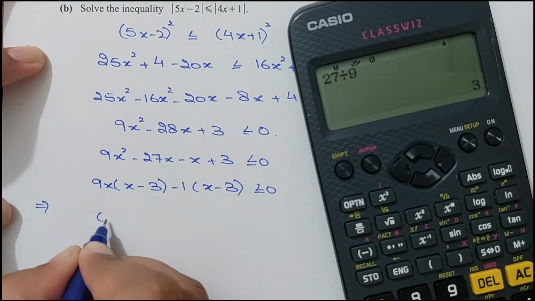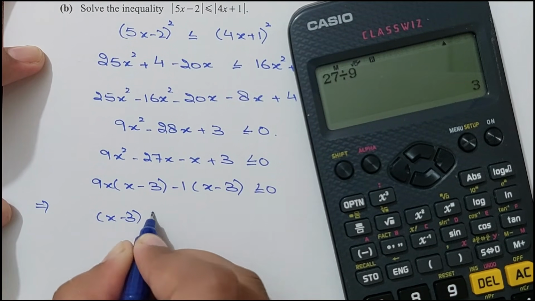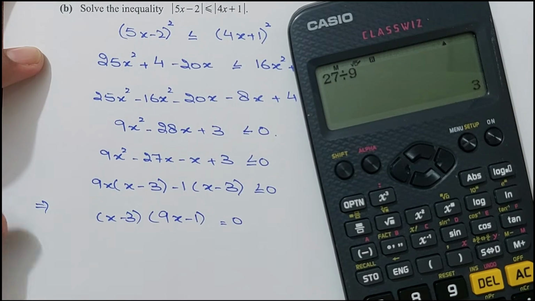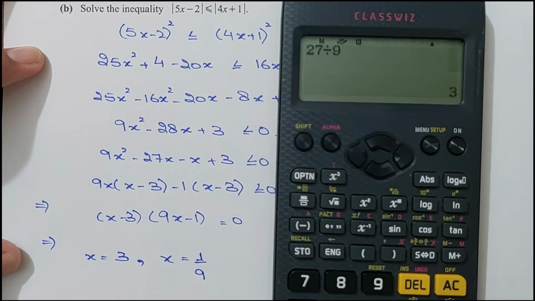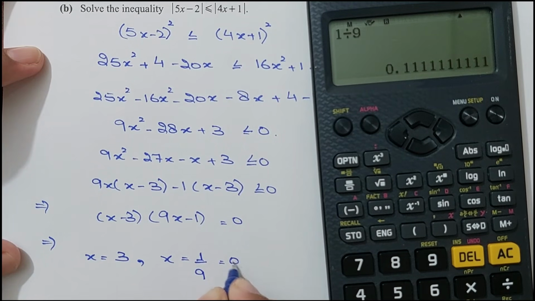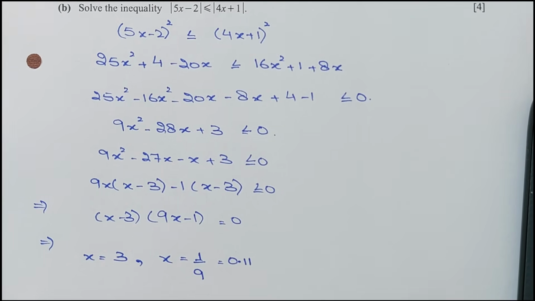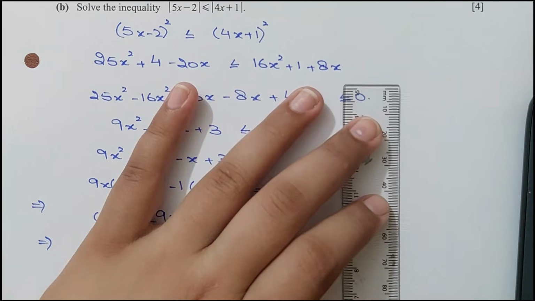Now we have two factors, x minus 3 and 9x minus 1. To solve it, put it equal to 0. So we have x value equals 3, and from here x value equals 1 by 9. 1 by 9 is about 0.1. Right. So this is less than or equal to. So it's a quadratic inequality. Let me draw the parabola and let's visualize this situation.